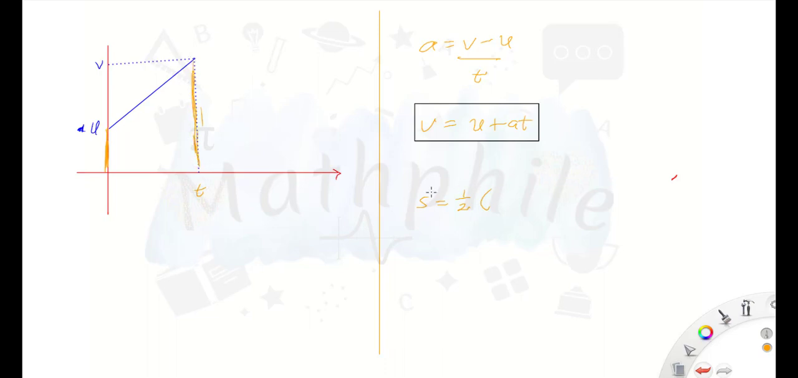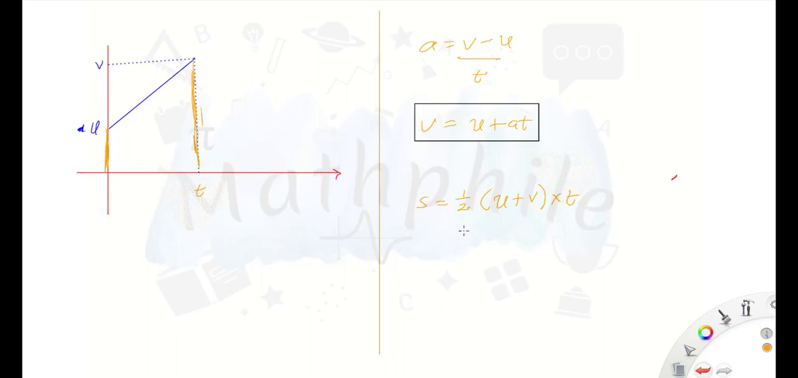So that is the sum of the parallel sides, u plus v, multiplied by the height of the trapezium, which in this case is t. Do you agree? Yes, please. Okay, so let's see if we can do some calculations with this one.